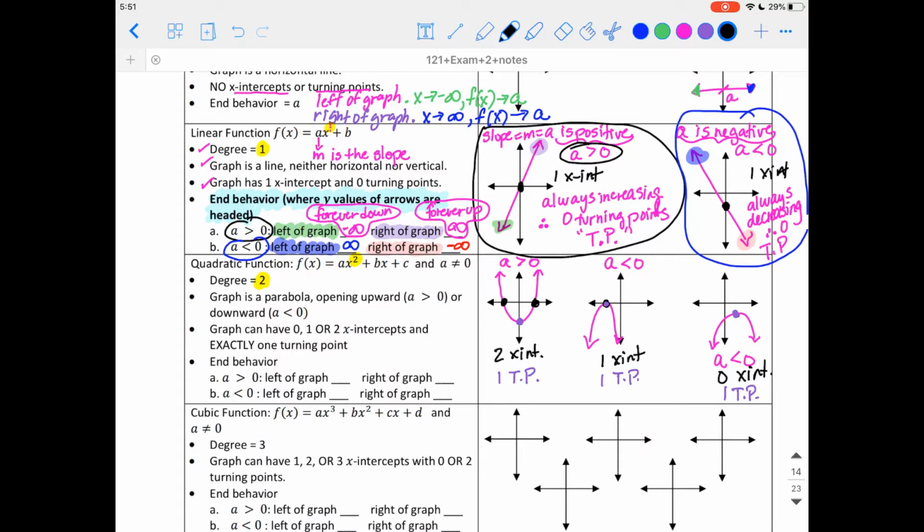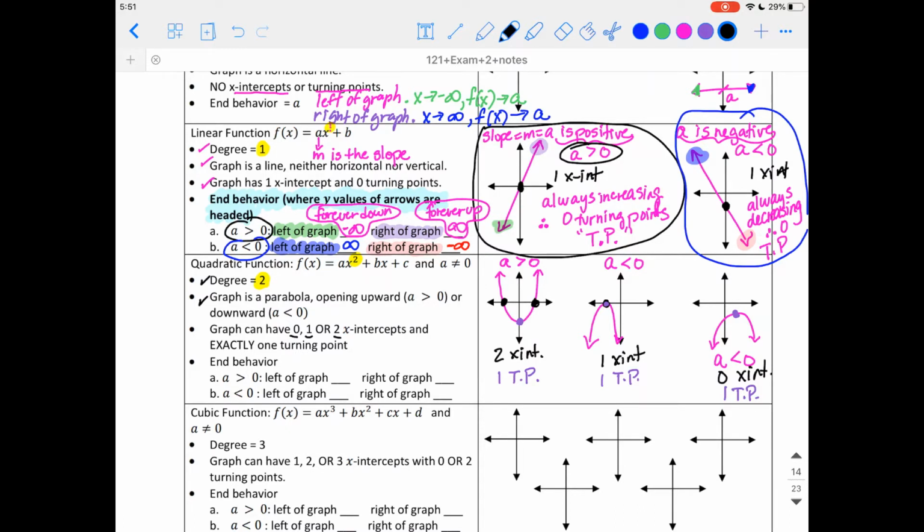So here, we did the degree, already explained that. We did examples if they're greater than or less than 0 for your a values. And it can have exactly 0. So we already had one with 0 x-intercepts, 1 or 2 x-intercepts. We have one for each. And so now the new concept again of end behavior.